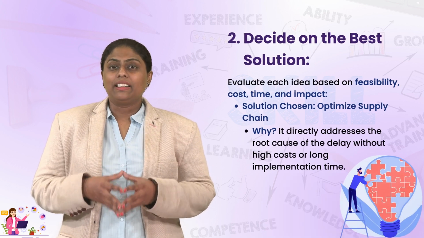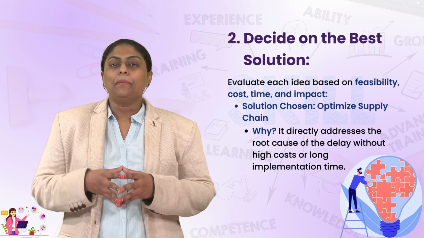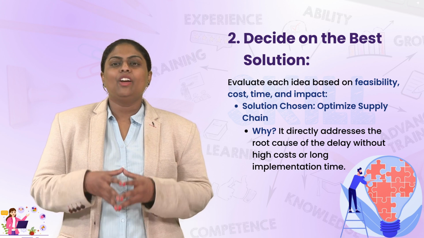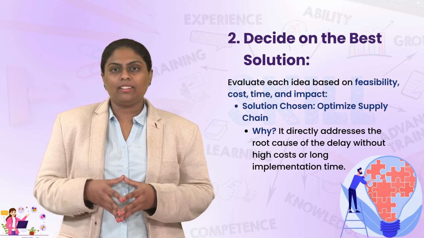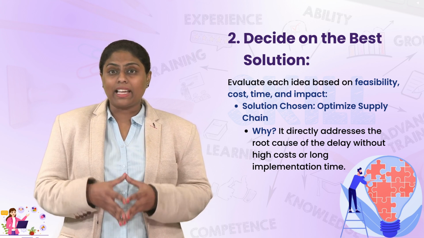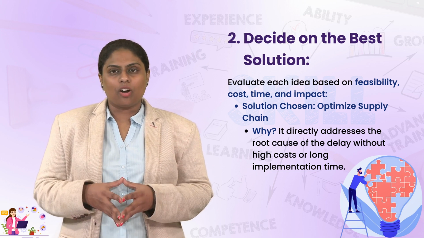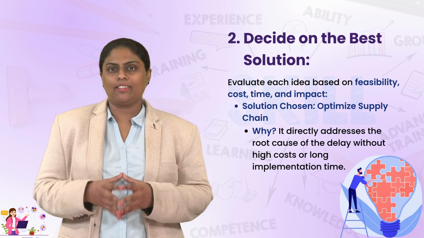Second is deciding on the best solution. Evaluate each idea based on its feasibility, cost, time, and impact. Solution chosen is optimize supply chain. Why? Because it directly addresses the root cause of the delay without higher cost or long implementation time.